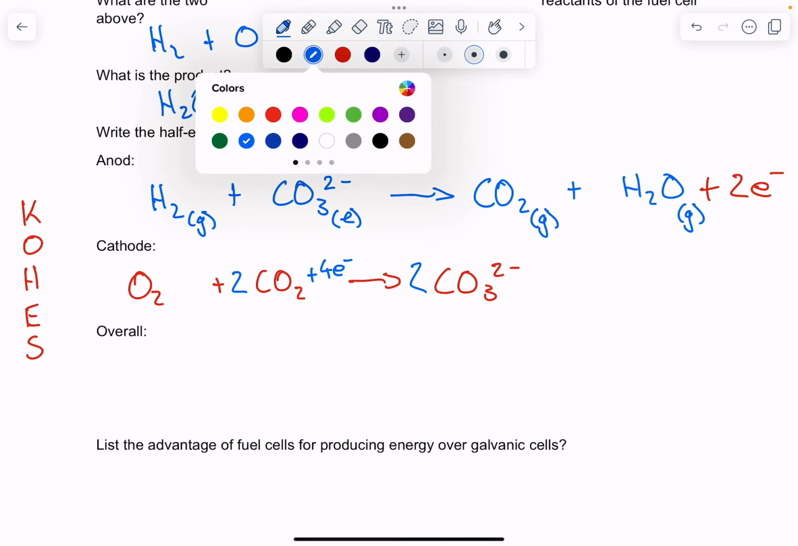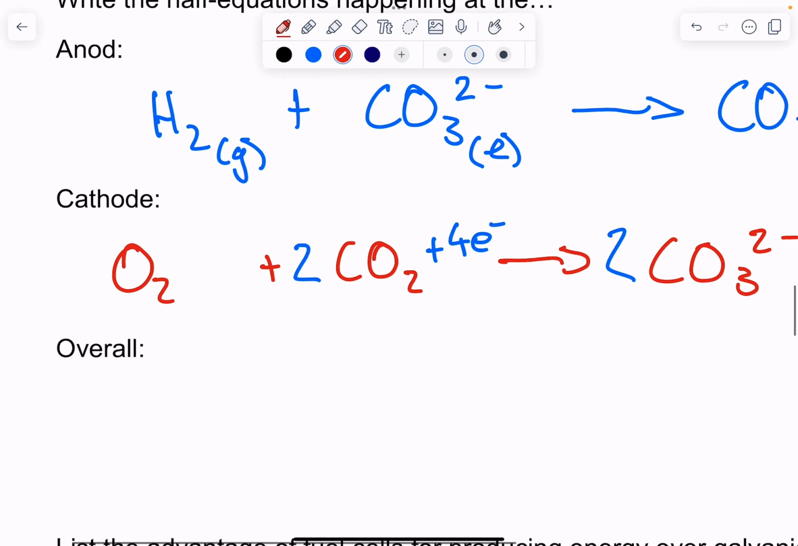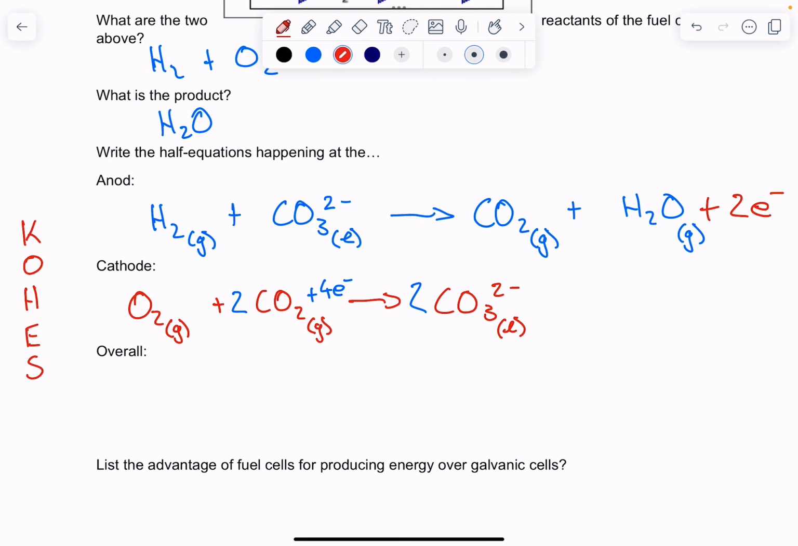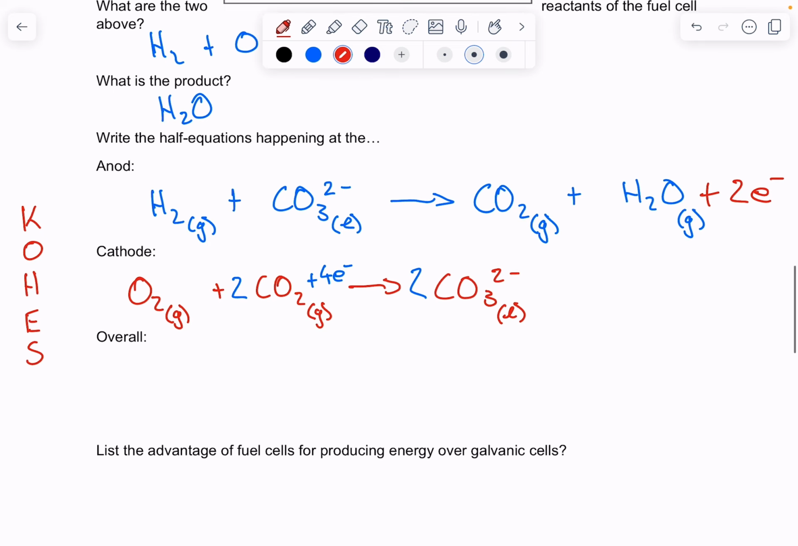I'm going to put a few different states here: gas for oxygen, gas for carbon dioxide, liquid for molten carbonate, because it's melted. Remember that, okay? I'm very quickly going to do my overall equation, but essentially what I'm looking for is for the 2 electrons to be equal.